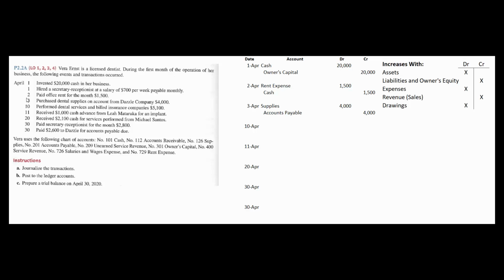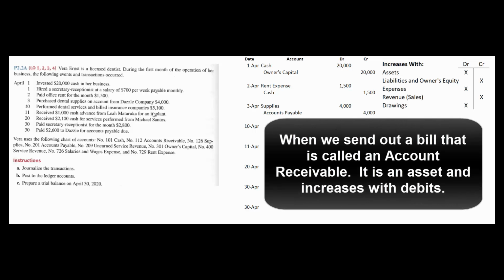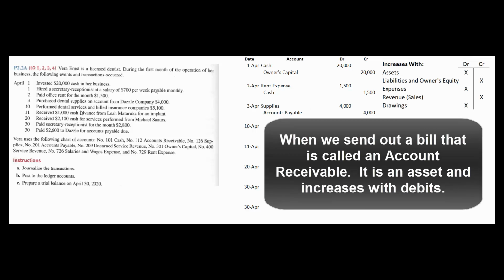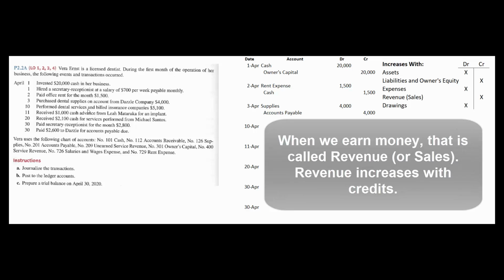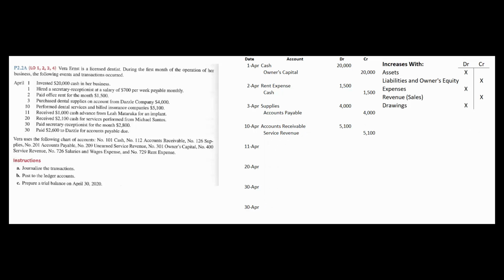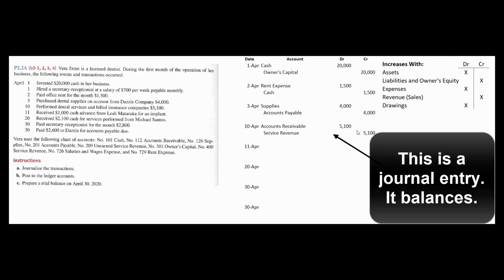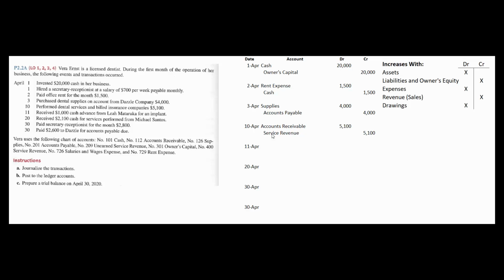The next thing that happens is we perform dental services and send out a bill. Well, when we send out a bill, that means we're going to receive money in the future. That's called an account receivable. Accounts receivable are assets. Assets increase with debits. And we've earned some money here. We've performed some services, so we have some service revenue. If expenses are debits, the opposite of expenses is revenue, so those must increase with credits. So we debit the asset accounts receivable for $5,100 and we credit service revenue for $5,100. That keeps track of the money that we've earned, whether we get paid today, tomorrow, or never.